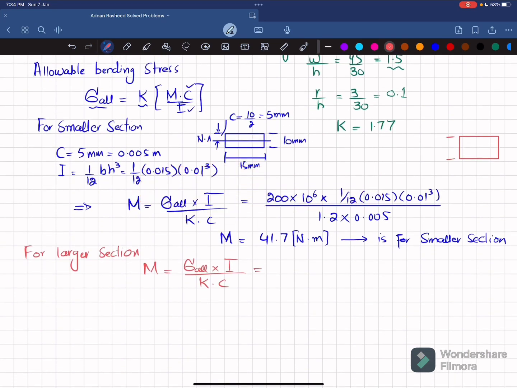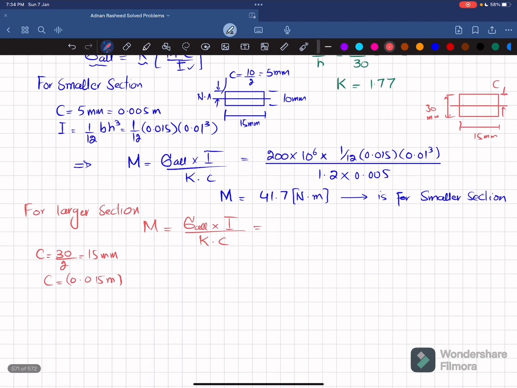This height is 30 millimeter, and this width is 15 millimeter. So if you take the half of this, this will be its neutral axis, and C will be this distance. This will be your C, and C will be equal to 30 divided by 2, which is equal to 15 millimeter, and C in meter is 0.015 meter.